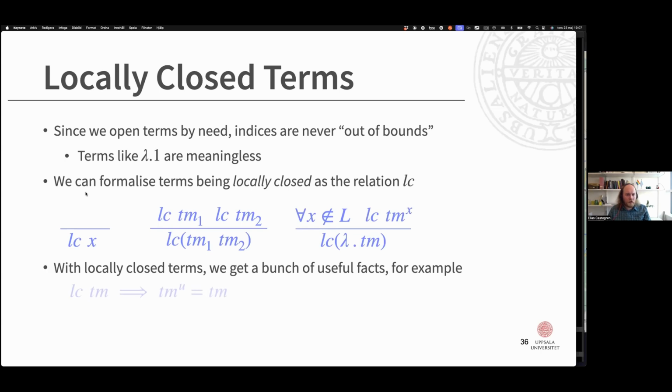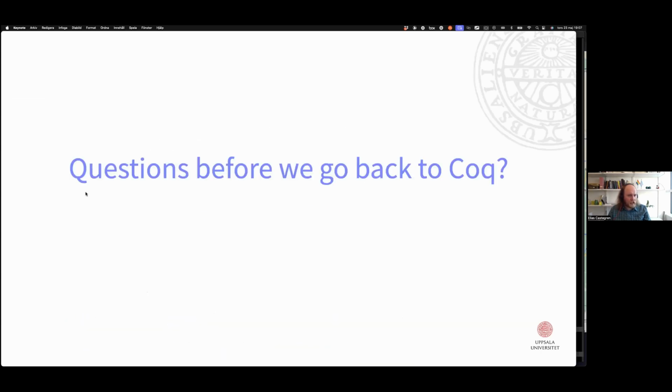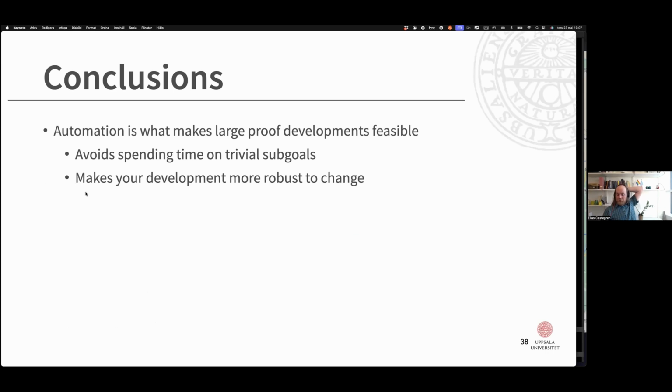I'm going to try to wrap up. I just have a single slide. So what have we been talking about today? We've been talking about tactics and automation, and automation is basically the backbone of any mechanized theorem proving. That's the thing that makes large proofs feasible, because you don't have to spend a bunch of time on trivial stuff, and it makes your whole proofs more robust to change. So you should really learn how to do automation, at least after you've learned the basics.